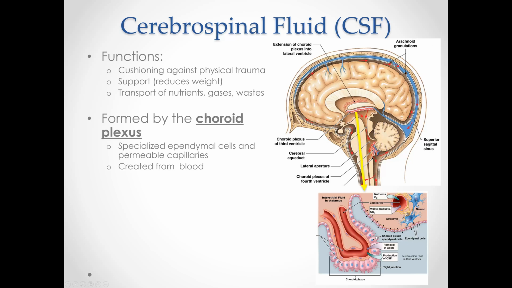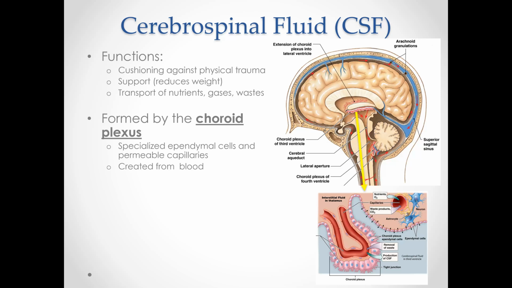So remember, ependymal cells were those neuroglial cells that line the ventricles within the brain. And within the part that forms the choroid plexus, the ependymal cells are very close to permeable capillaries. And so the ependymal cells can take fluid from the blood. It filters that fluid to produce the CSF, and fluid can also go back the other way from the CSF back into the blood through the choroid plexus as well.